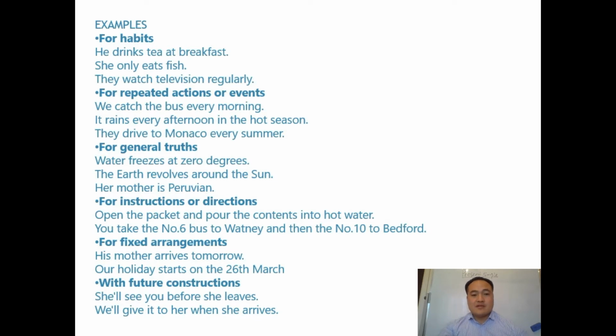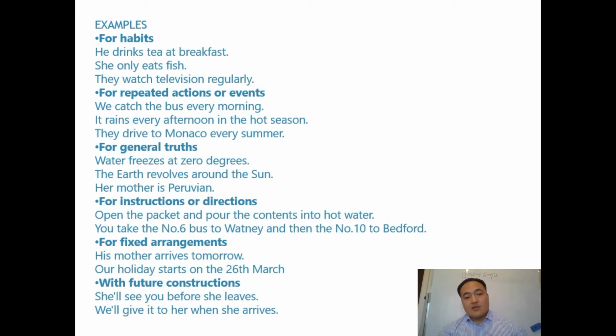Some more examples for habits. He drinks tea at breakfast. She only eats fish. That's a habit. They watch television regularly. Okay, watching some kind of program on TV is also a habit.